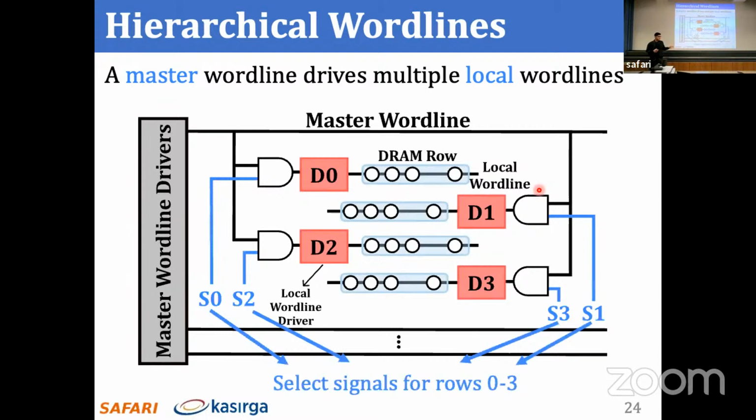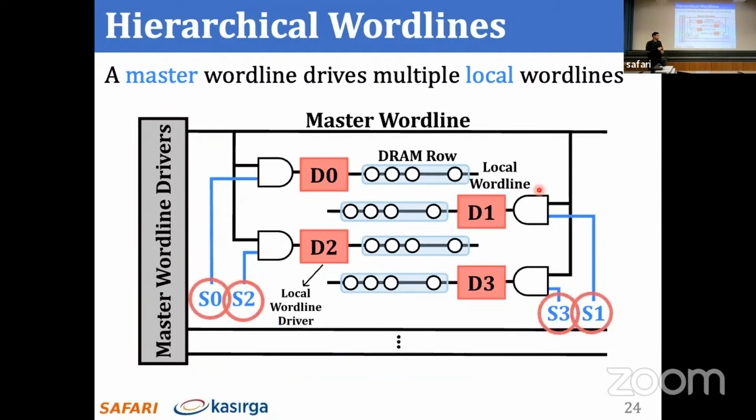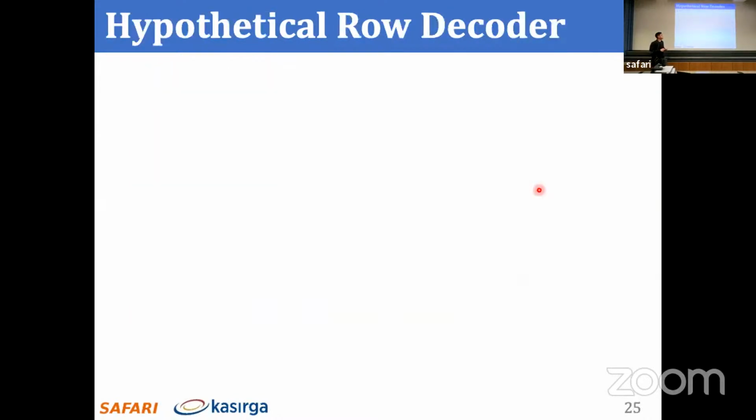There is a circuitry that connects the master word line to the local word lines. And there are these select signals S0 through S3 that I show here that determine which local word line will be enabled when you enable the master word line. So we will look at how these signals are driven and how it enables 4 rows at the same time.